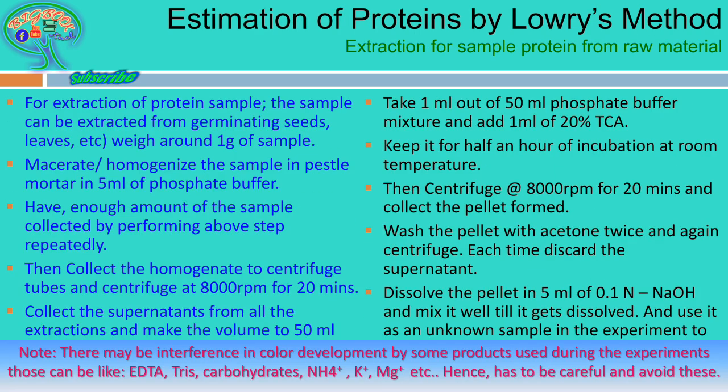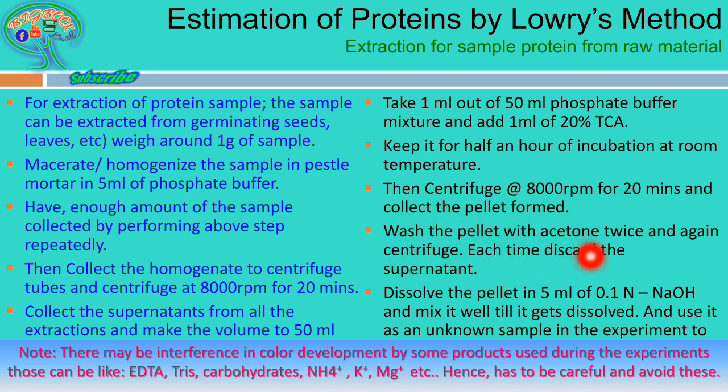Here you can see, add 1 ml of 20% TCA. So here, trichloroacetic acid, you are going to use 20% TCA. Keep it for half an hour of incubation at room temperature. Then you are going to centrifuge again at 8000 rpm for 20 minutes and collect the pellet formed.